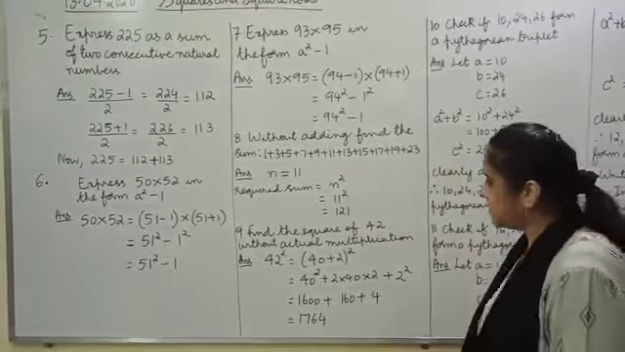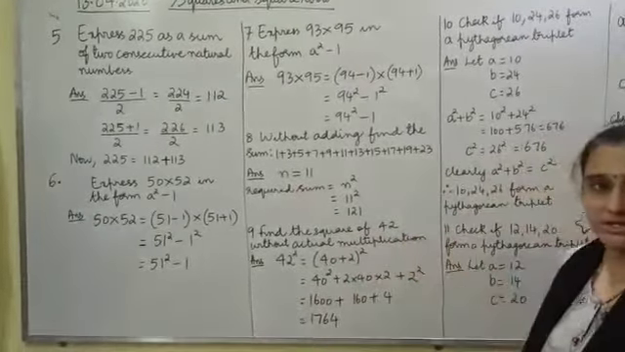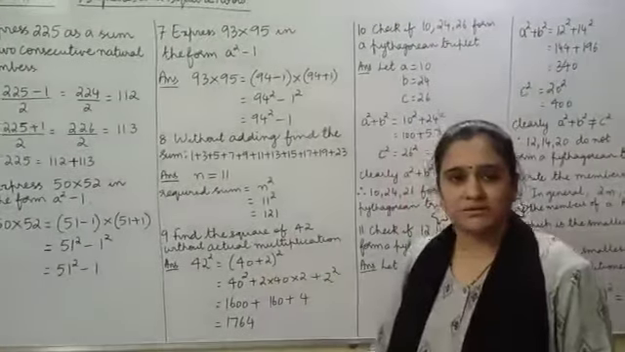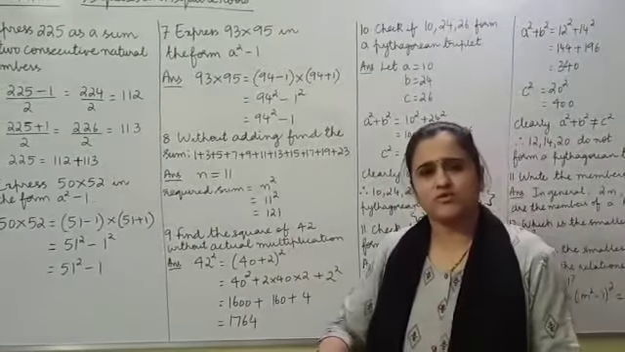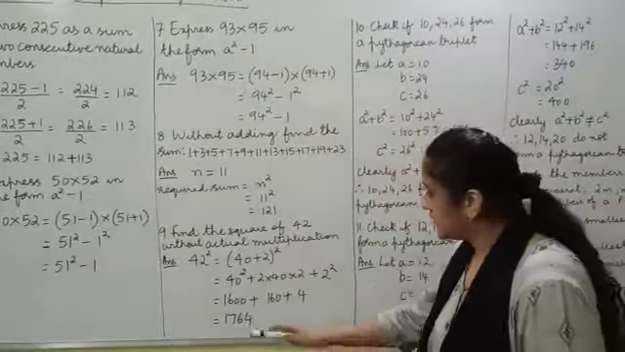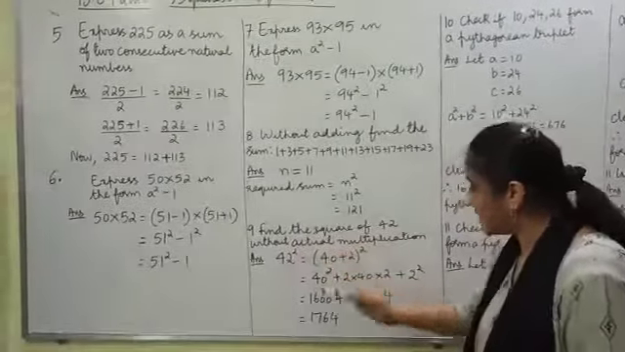See the next one. We need to find the square of 42 without actually multiplying. So what would you do otherwise? 42 into 42 and give the result. No, you're not supposed to do that. So how do we do it? Find the square of 42, meaning 42 square we have to find.